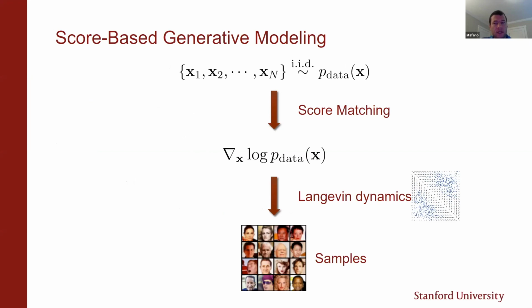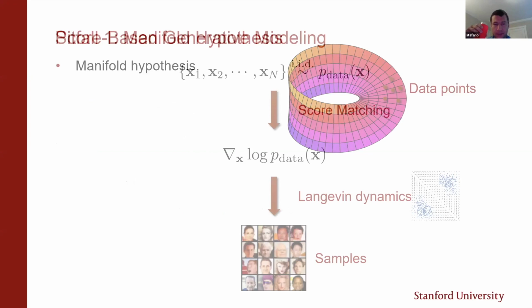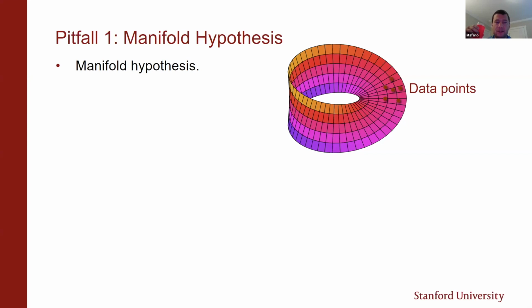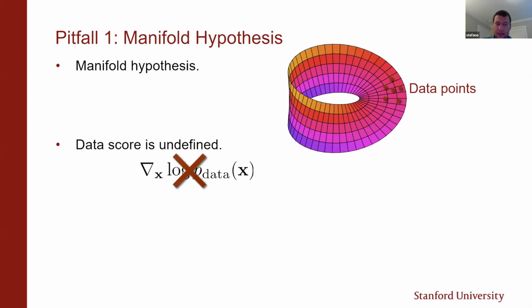Now, the challenge is that this is not quite going to work. As I promised, I would now go into what actually happens in practice if you try to use this kind of approach. One issue that was alluded to before in one of the questions is that in many cases, it's reasonable to assume that the data lies or approximately lies on some low-dimensional manifold. And what happens in that case is that the data score in the ambient dimension is not even well defined.